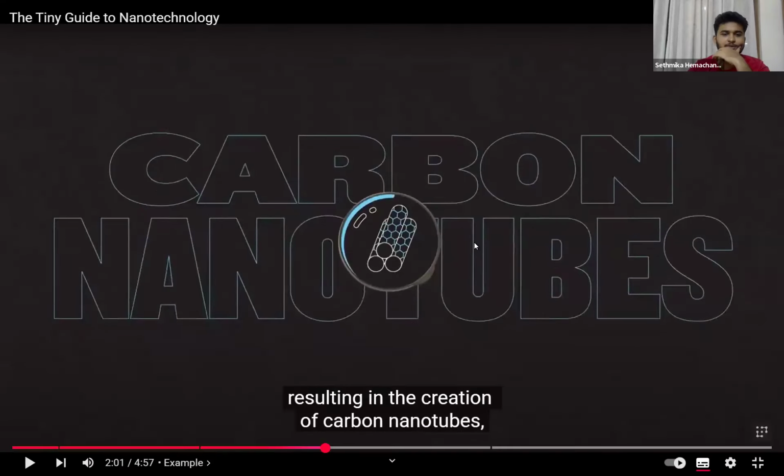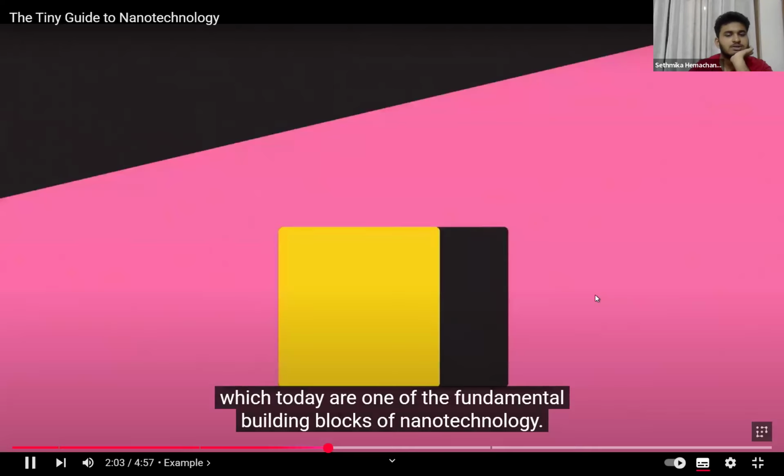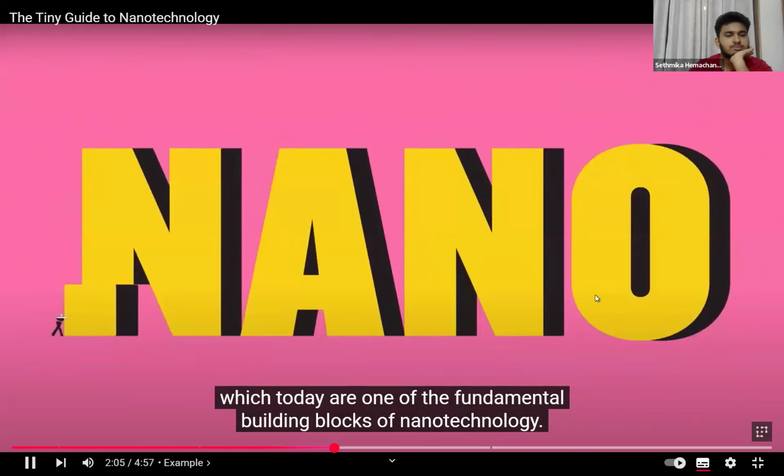So this is how carbon nanotubes were created. Basically, when these metals were purified, these carbon nanotubes were created, and carbon nanotubes are actually much stronger than steel and very low in weight, which today are one of the fundamental building blocks of nanotechnology.